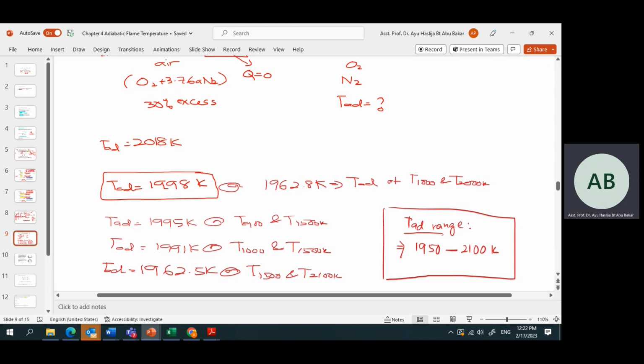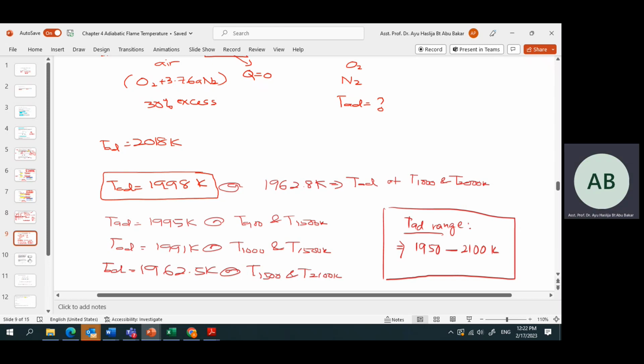Okay, any question? Make sure you know the steps. Actually, this is the simpler way to calculate T adiabatic. If you check the textbook, it has another option to calculate T adiabatic where we assume based on enthalpy value. That one is a longer calculation step. This is a simpler step.